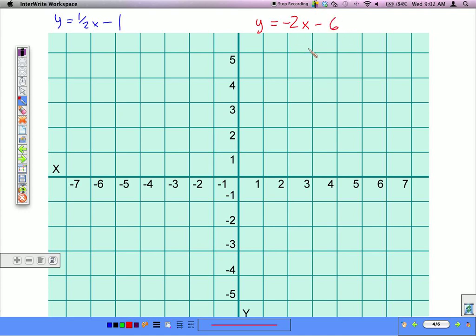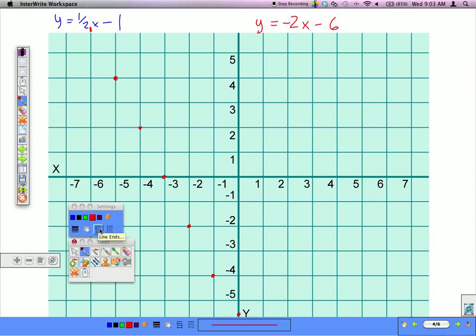Let's go ahead and graph this since we're in red. Y-intercept, negative 6. Slope is down 2, right 1. I can't go down 2, right 1, but I can move the opposite. Up 2 and go left 1. Up 2, left 1, again and again. And the last one would be hidden somewhere here.